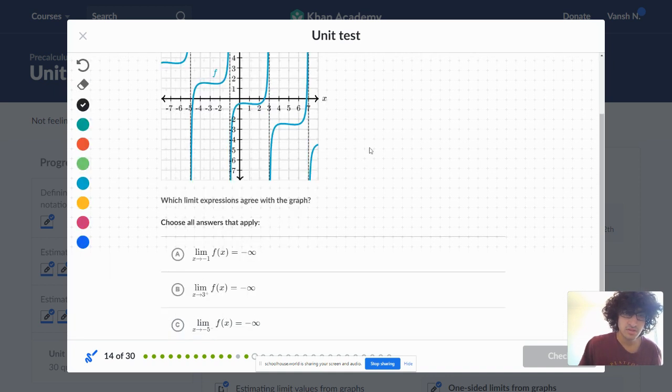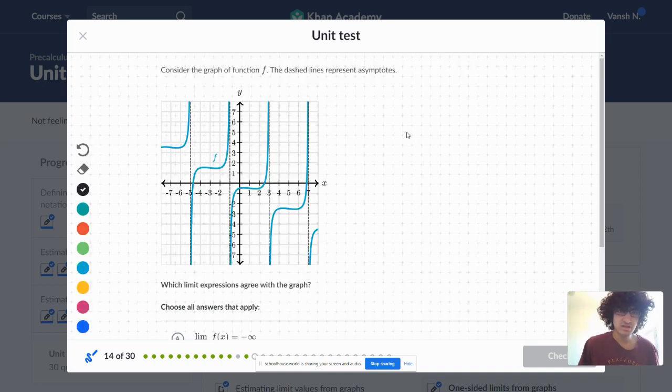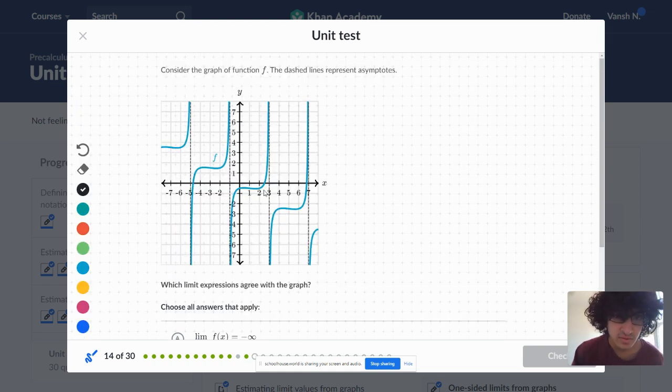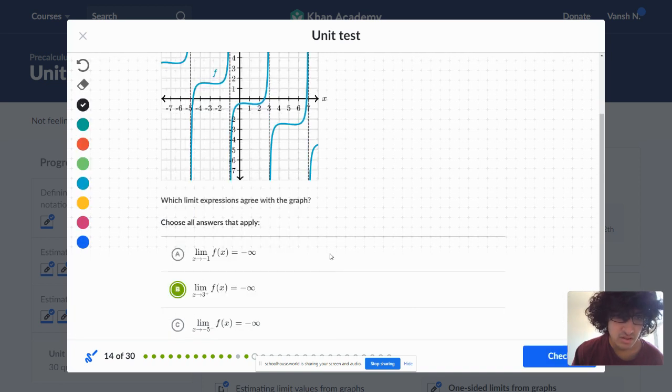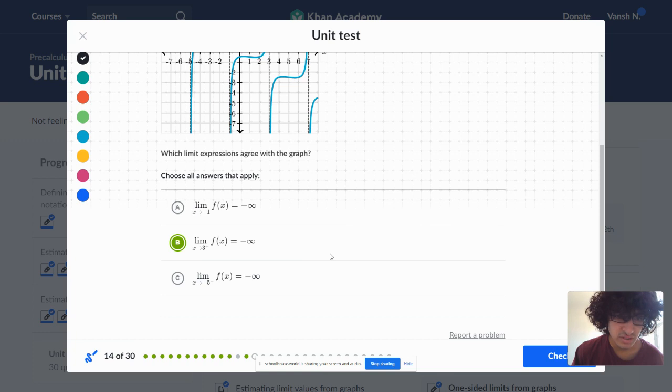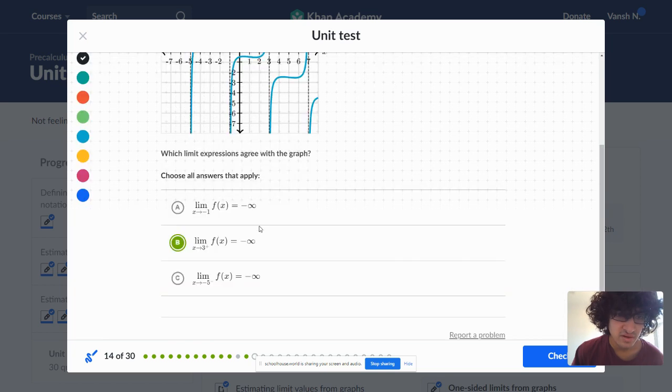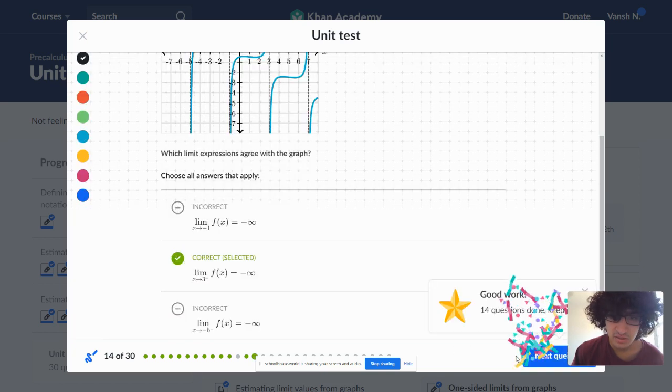Okay, so the limit as x approaches -1 is negative infinity? No, that's not right. 3 from the right is negative infinity. So 3 from the right would be here, negative infinity. Let's see if any other, and then 5 from the left would be positive infinity, which is not. It should just be b.